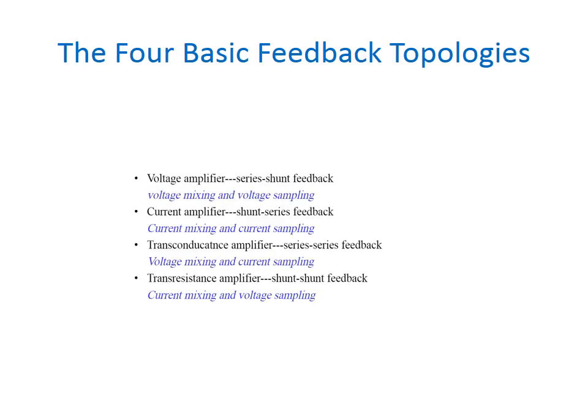So the four basic feedback topologies are voltage amplifier, current amplifier, transconductance amplifier, and transresistance amplifier. The mixing and sampling circuits used in the amplifier at the input side as well as the output side determine the type of topology. Mixing has two types, voltage mixing and current mixing. Similarly, sampling has two types, voltage sampling and current sampling. So based on the type of mixing and sampling circuit, you can determine the type of topology.